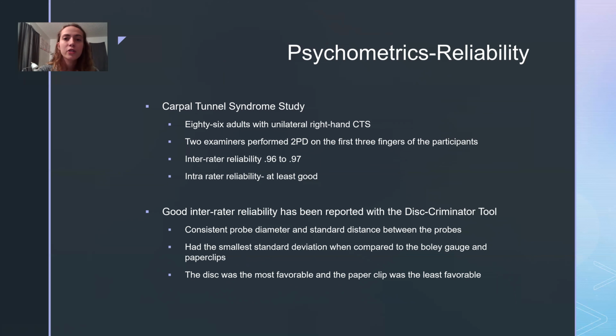And then just because there are so many tools, it's important to understand the reliability of each one. So I did find one good study. It had good inter-rater reliability with the Disc-Criminator tool. This is because it has a consistent probe diameter and a standard distance between the probes. It had the smallest standard deviation compared to the Boley gauge and the paper clips. So really the disc was the most favorable and the paper clips were the least favorable.